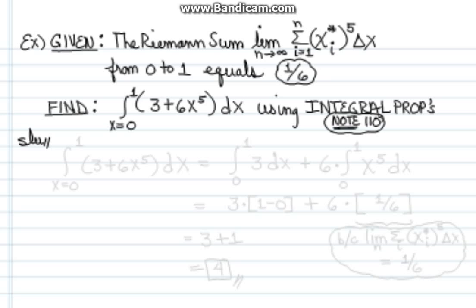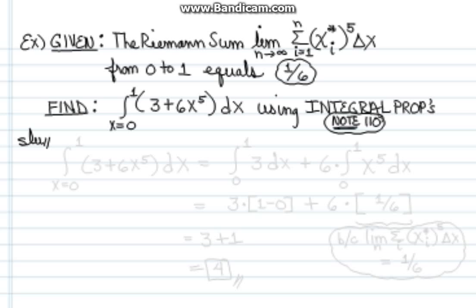And we're asked to find the definite integral from x equals 0 to 1 of the function 3 plus 6x to the fifth dx, using the integral properties that you read about in note 110. So have that note open and ready to look at while we go through this.